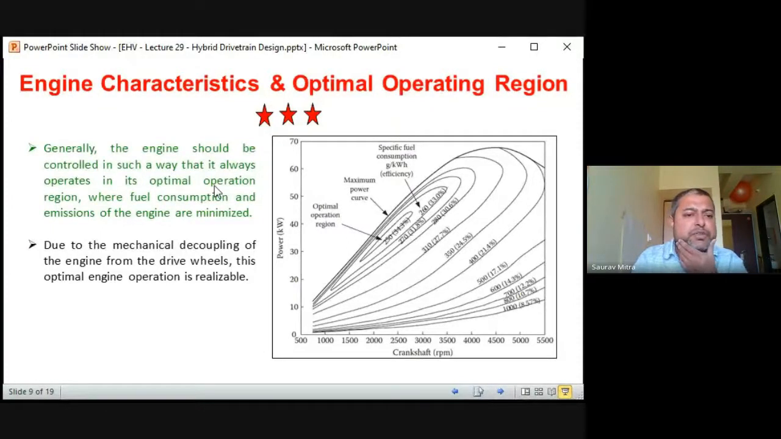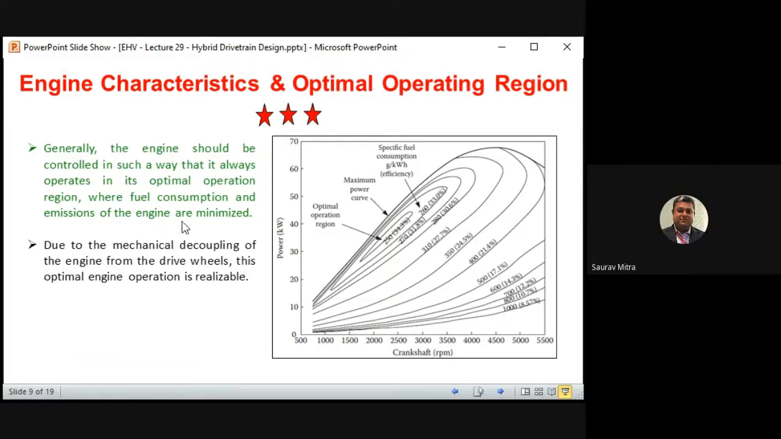So generally the engine should be controlled in such a way that it always operates in its optimal operation. That means you have to run the vehicle at 60-70 kilometers per hour only. In that case, you will find the fuel consumption will be least and emissions of the engine are minimized. So if you want a longer life of your vehicle, you cannot stretch it more.